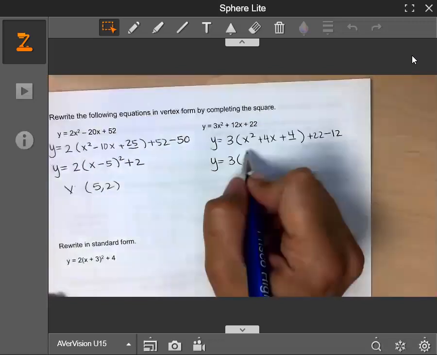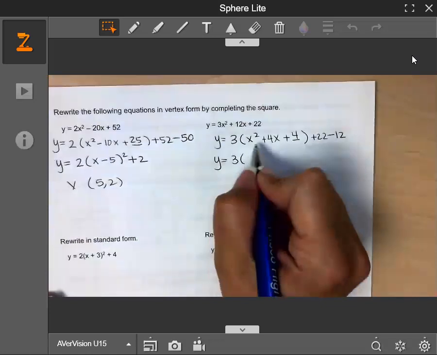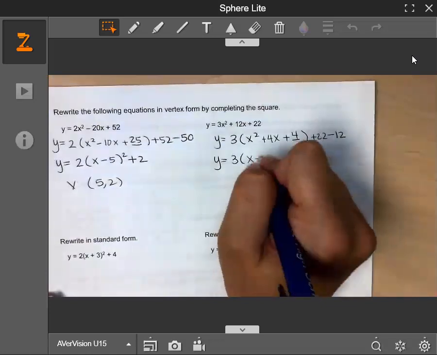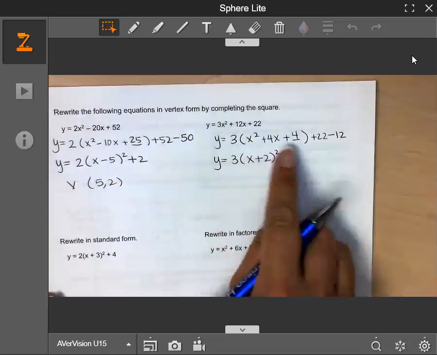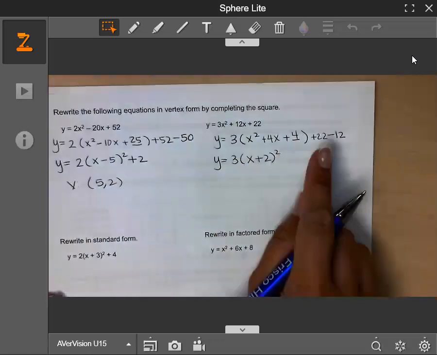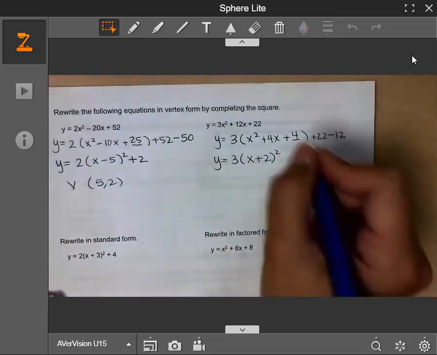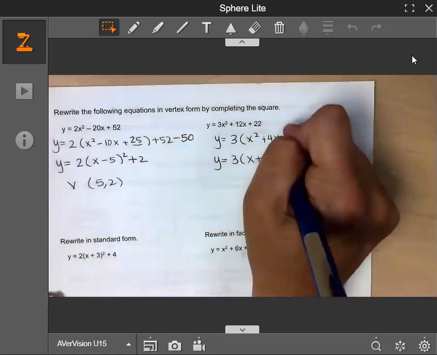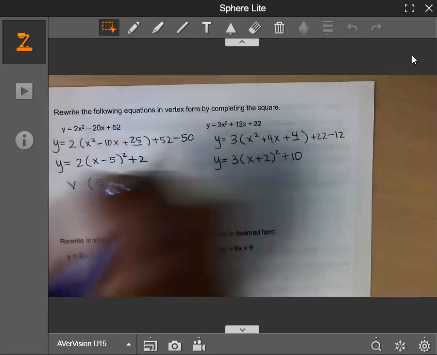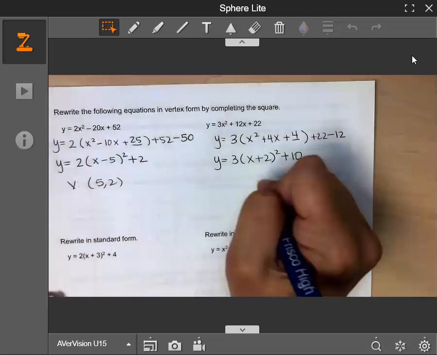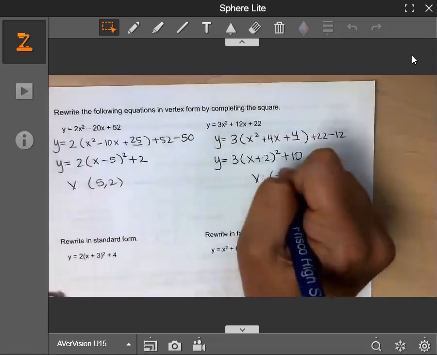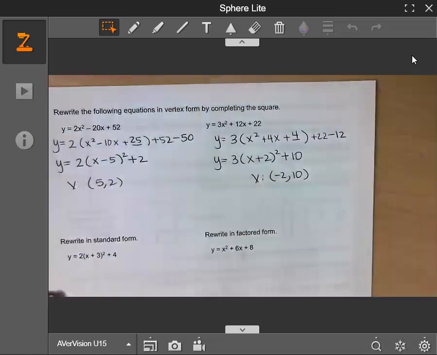We now factor this part right here, and that becomes x plus 2 squared, since that's a perfect square trinomial. 22 minus 12. And there is our vertex form. And so our vertex would be -2 and 10. So that's how to convert it from the standard form to the vertex form.